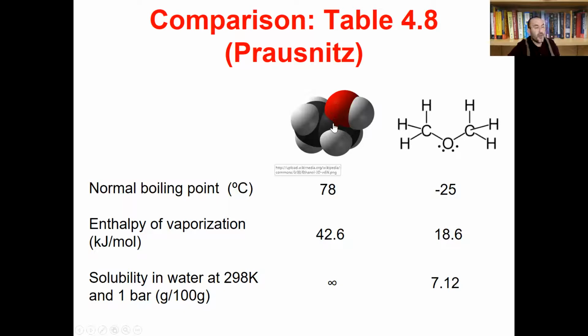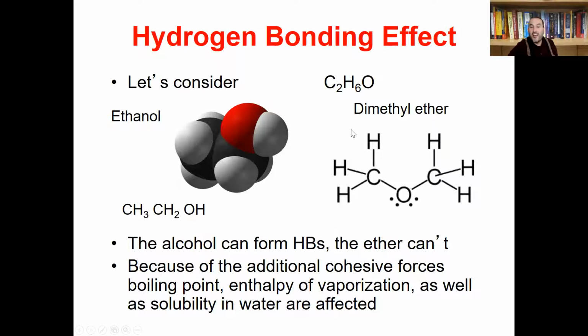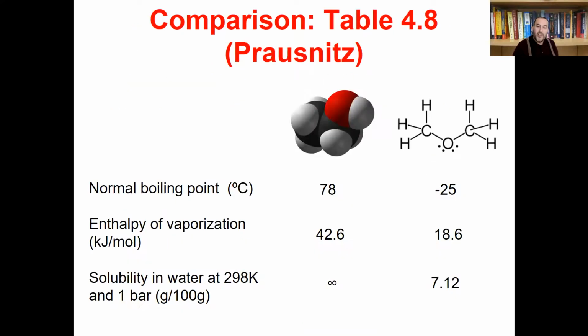That means that at room temperature ethanol is a liquid. Dimethyl ether, on the other hand, is a gas. And again, because of the attractive forces due to hydrogen bonding, the enthalpy of vaporization of ethanol is more than twice the enthalpy of vaporization of dimethyl ether. Solubility: ethanol is infinitely soluble in water, whereas dimethyl ether is slightly soluble. So here's an immediate effect of hydrogen bonding in isomeric molecules. Their formulas are the same, right?